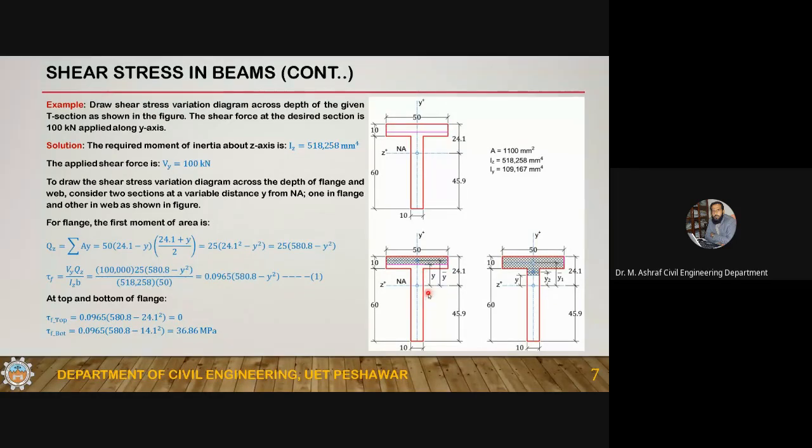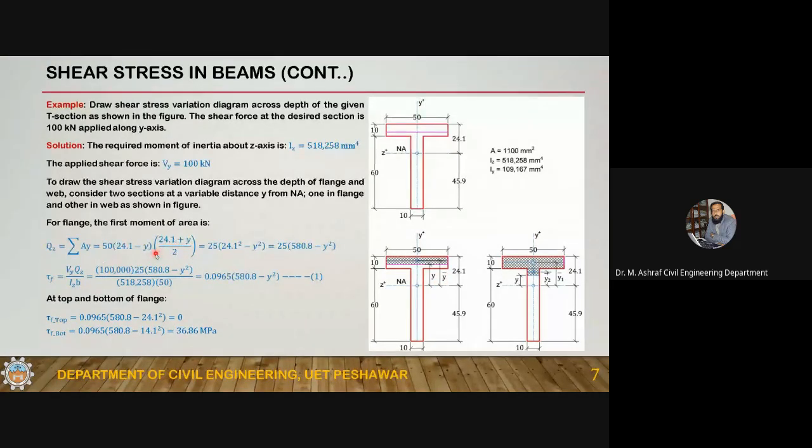So how to get that? It's very easy if you know the bottom and the top. What will be the center? It will be the average of the two. So if this is y and this is 24.1, the center will be y plus 24.1 divided by 2. So 24.1 plus y divided by 2. This is y bar.